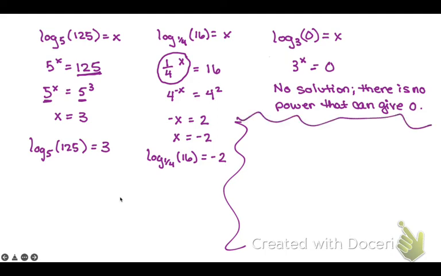One last one before we go on. Log base 2 of 2 to the 8th equals x. So what is that in exponential form? 2 to the x equals 2 to the 8th. So x equals 8.